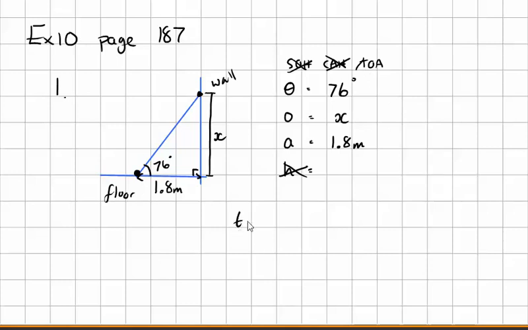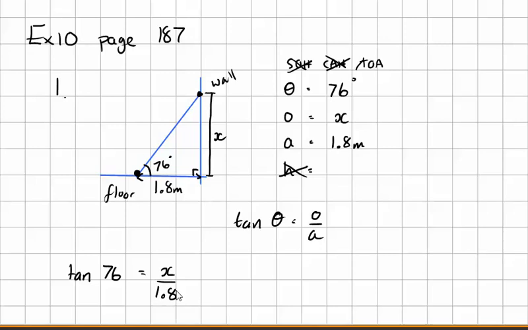So we know that tan of theta is opposite over adjacent. So I'm going to write that. Then I'm going to put my numbers in that I know. You might think this sounds quite long-winded, but it's going to get us the right answer in the end. So tan of 76 equals x over 1.8.